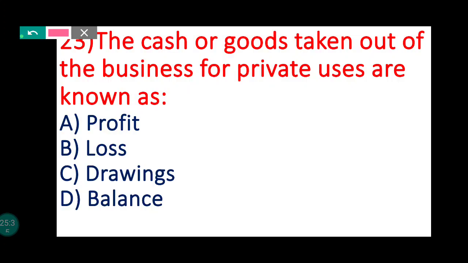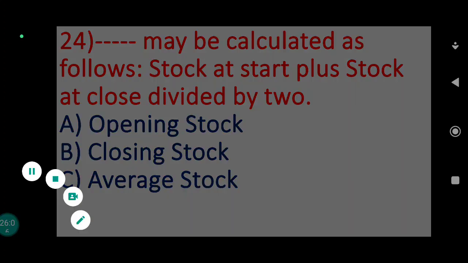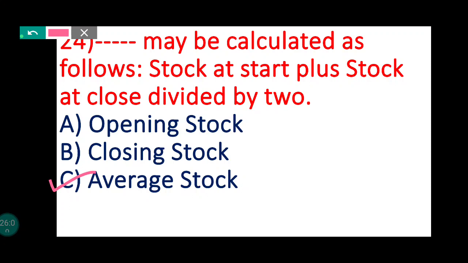Point number 23. The cash or goods taken out of the business for private use are known as drawings. Okay, cash or goods taken from the business for private or personal use is known as drawings. Point number 24. Dash may be calculated as follows: stock at start, that means opening stock, plus stock at close, that is closing stock, divided by 2, meaning we are taking the average of opening stock and closing stock. Okay, we are dividing by 2, so obviously the answer is average stock. Average stock means opening stock plus closing stock divided by 2.